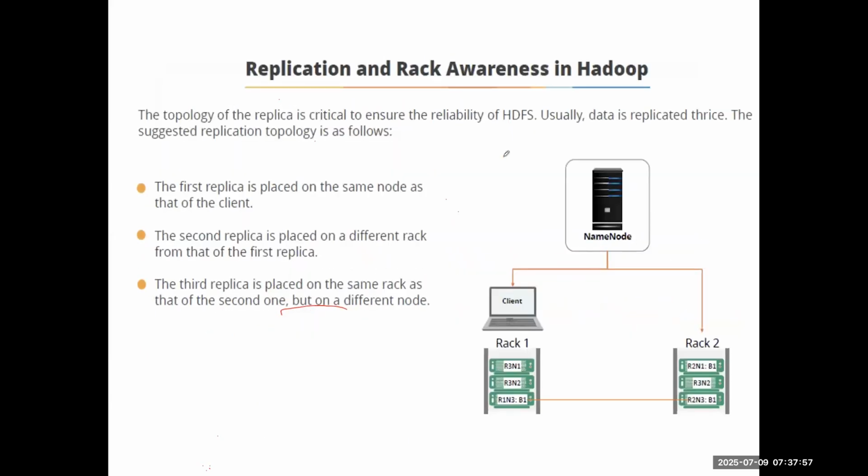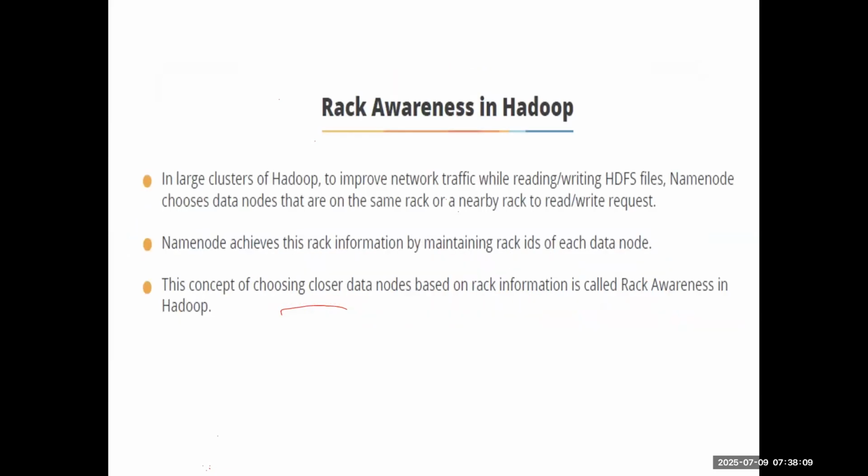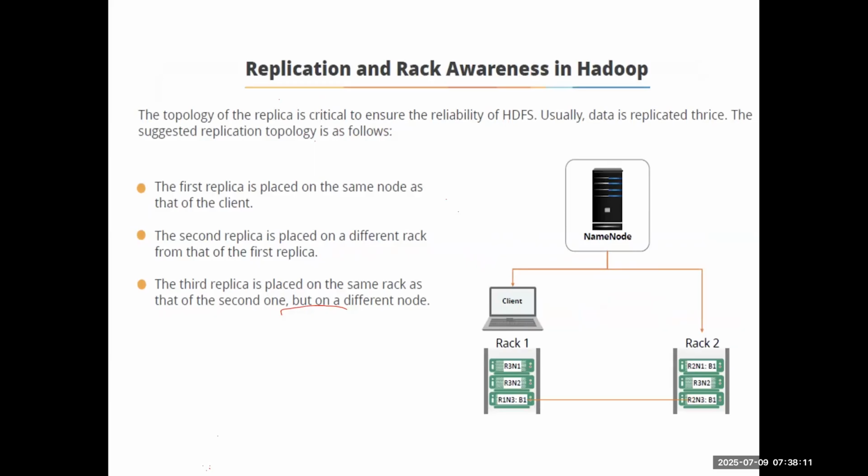I was telling you about a rack, right? In Hadoop, a rack is a collection of machines that are physically located in the data center and connected through a network. You can see this is the kind of rack. You have multiple computers here. These are the computers. We call this a rack.